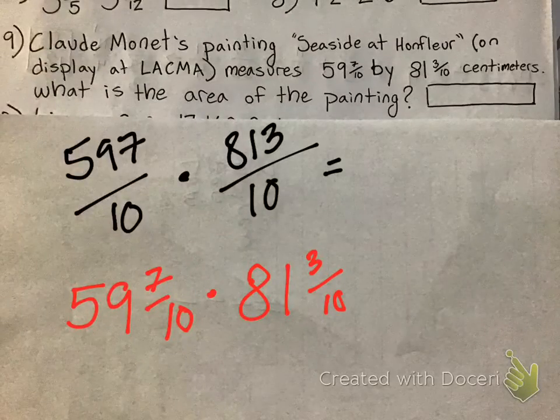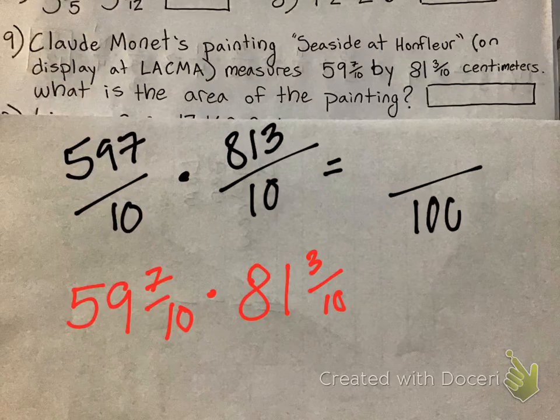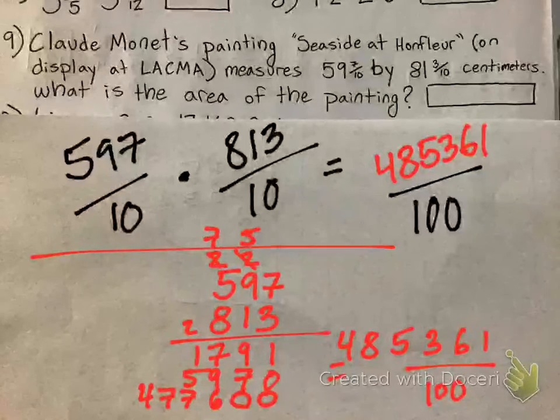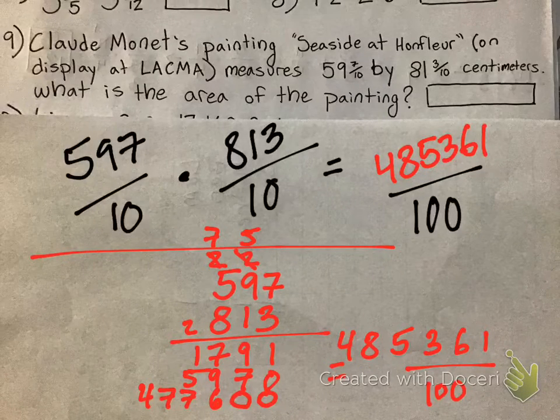Now, I know I can't cross-cancel anything because neither are divisible by 2, 5, or 10. So I simply have to multiply across. All I know is at the bottom, I'm gonna get 100. At the top, let's do that together. When we multiply, this is what we get. We get 485,361 over 100.